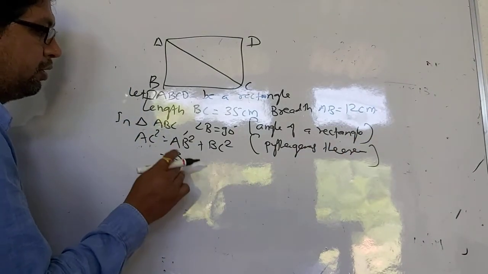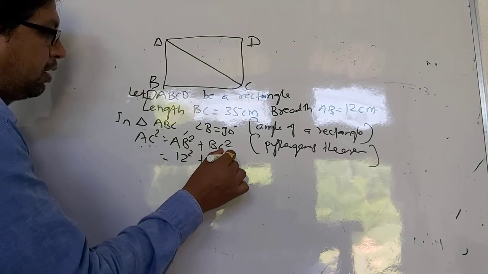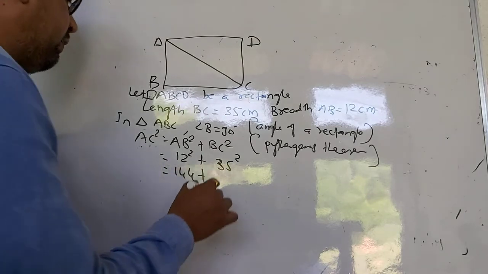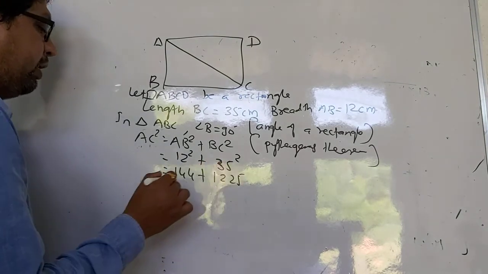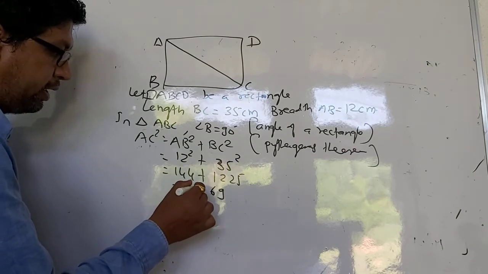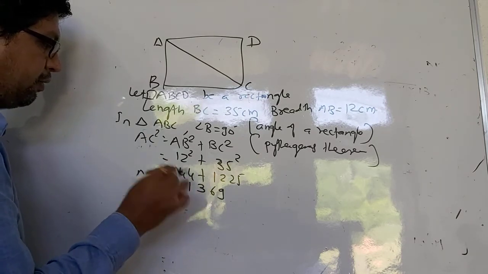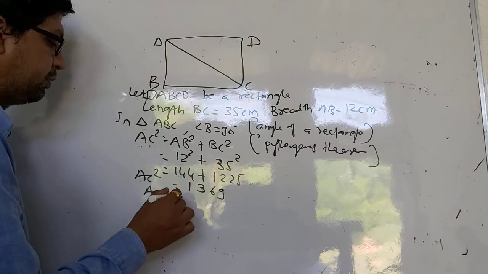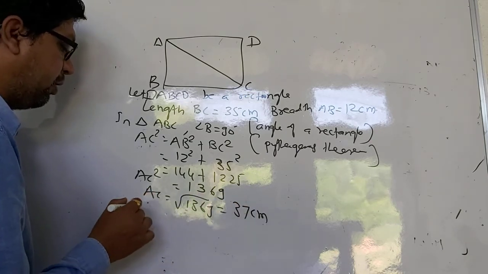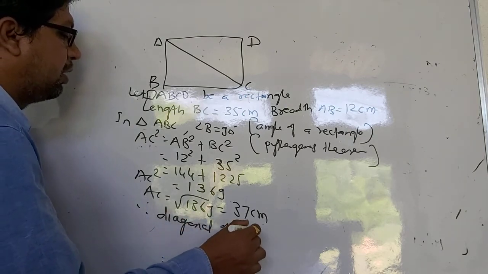This is 12 centimeter, that is 12 square plus 35 square. Taking the squares, 144 and this will be 1225. You will get 1369. Taking its root, you will get 37 centimeter. Therefore, diagonal of the rectangle is 37 centimeter.